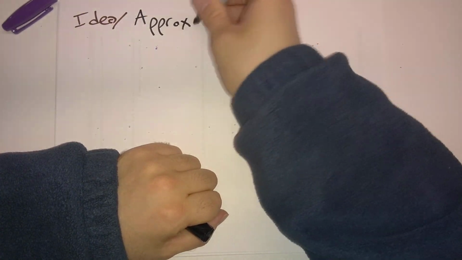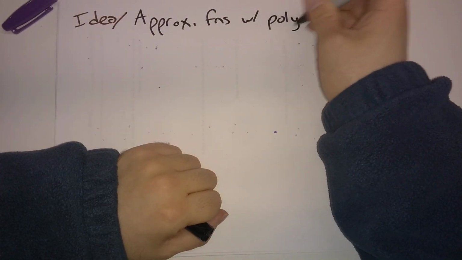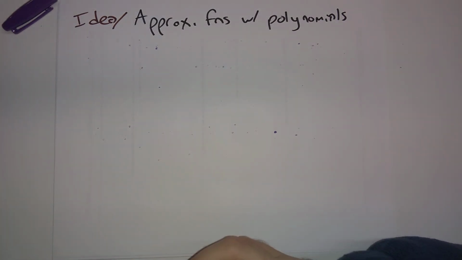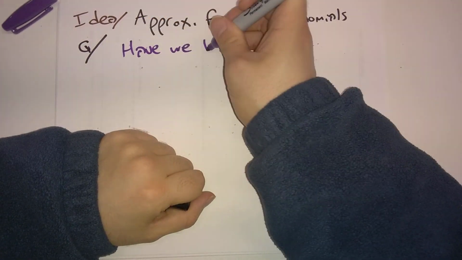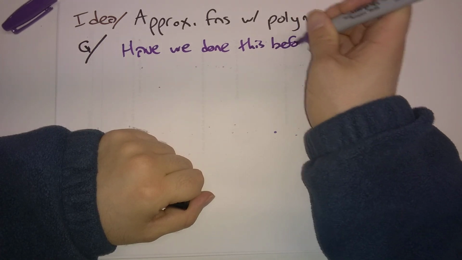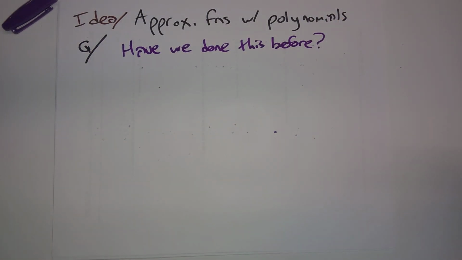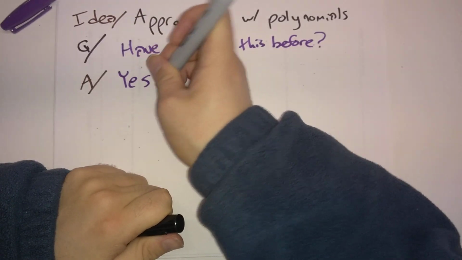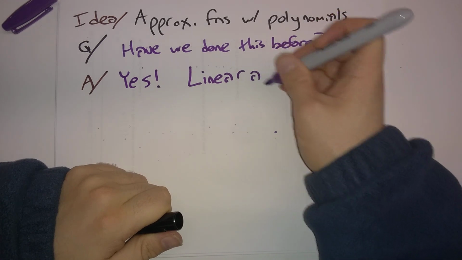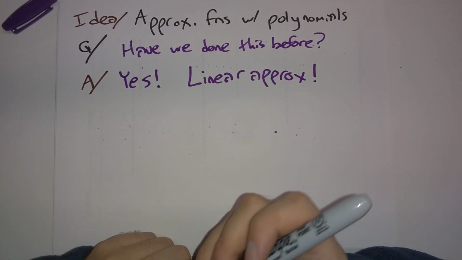So the idea that we're going to work out in this section is going to be how to approximate functions with polynomials. So my question now to you is, have we done this before? And if I'm asking a leading question like that, the answer should be clear that it is yes. Have we ever approximated functions with polynomials before? And so the answer is yes, when we did linear approximation way back in Calculus 1.